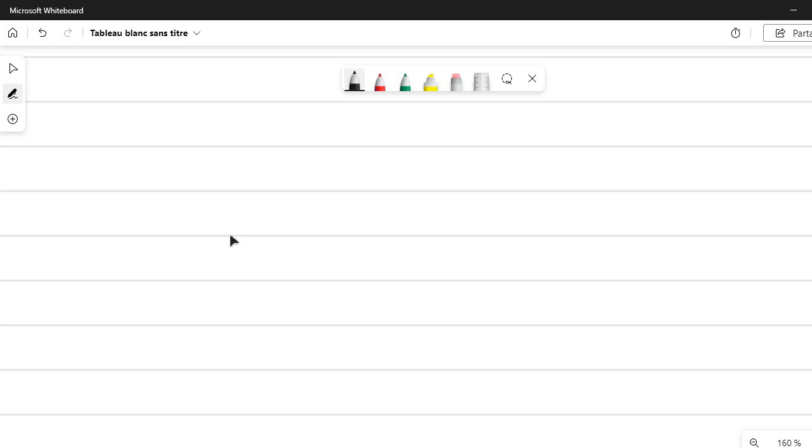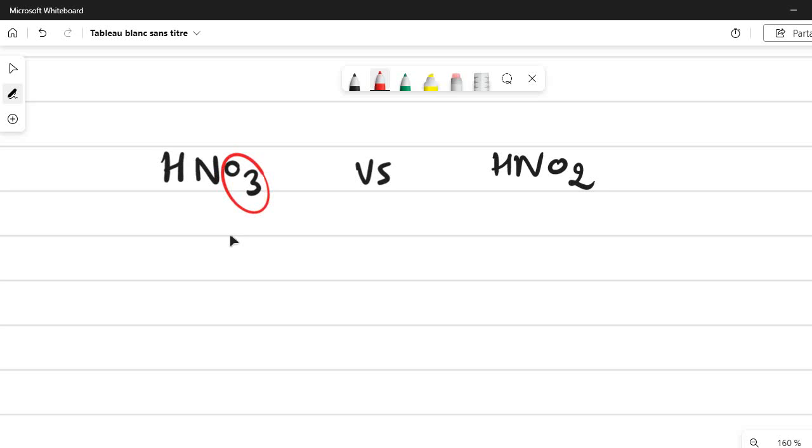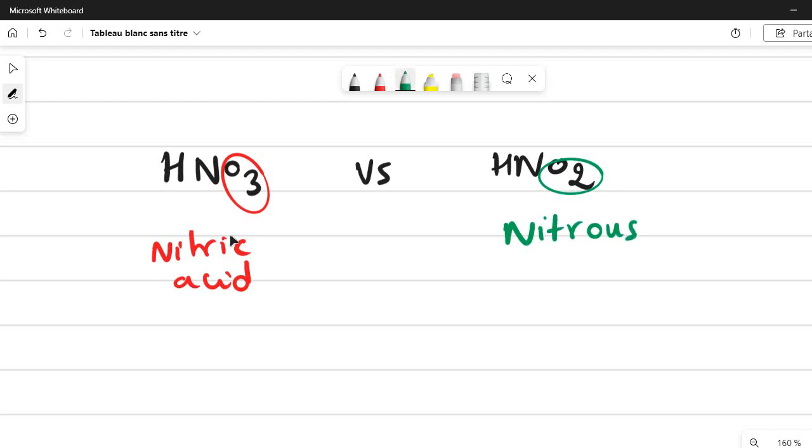Today we talk about something really important. Let me just try to draw this. Well, as you can see, with three oxygens this one is called nitric acid, okay? Nitric acid. So with only two oxygens, we call it nitrous, okay? So it is called nitrous acid. In French, it would be nitreux. Voilà, acide nitreux.